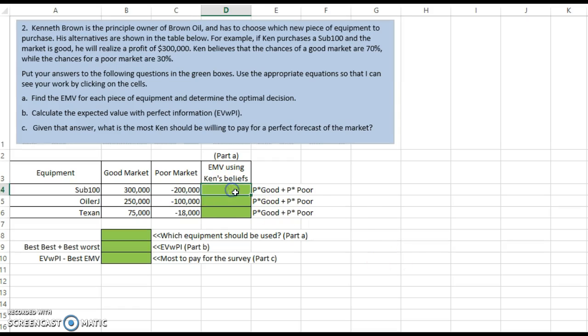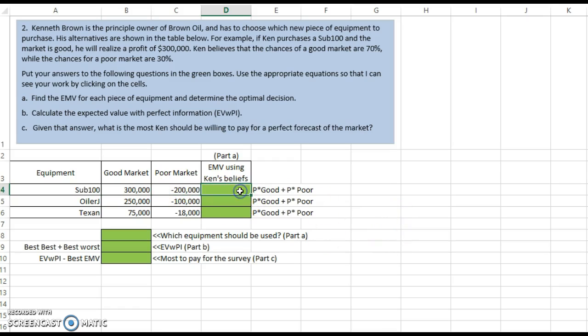So to get the expected monetary values, you're going to use the formula in their textbook, but basically the formula is, my shortened version is the probability, I'm using P for probability, the probability of a good market times the value in a good market, plus the probability of a poor market times the value of a poor market.